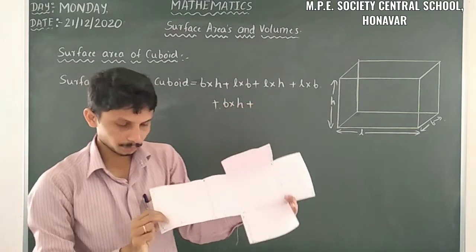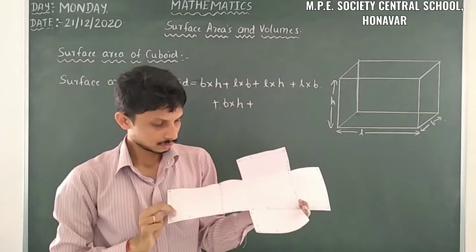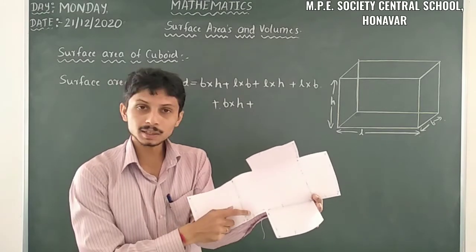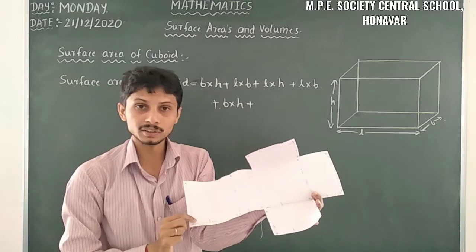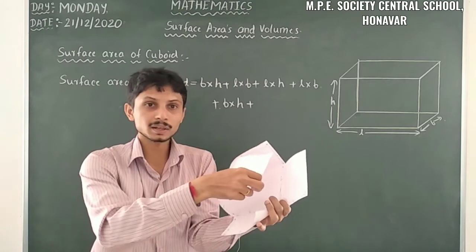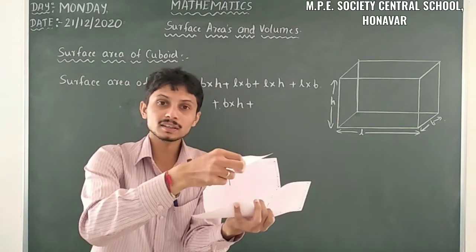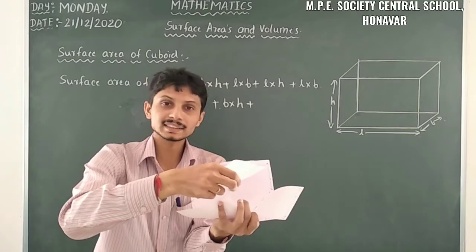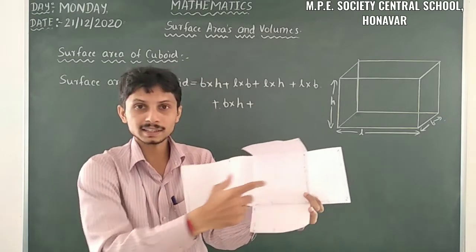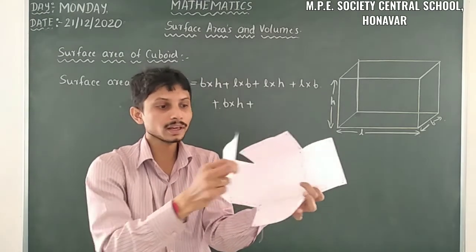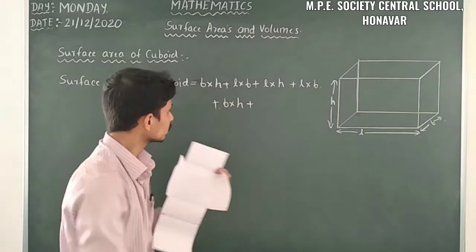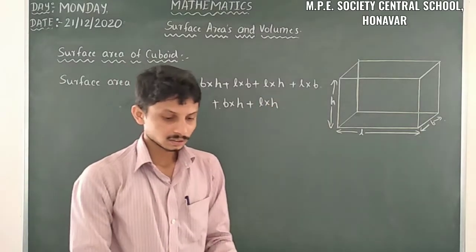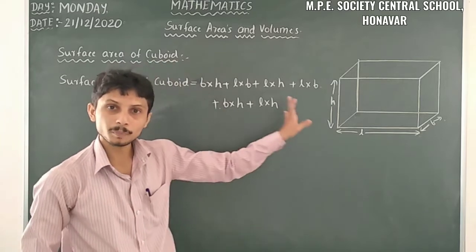Then we have L into H. Why is it L into H? Here we have B into H, and here it is L into H because it overlaps. When we complete this cuboid, it is exactly above this part. That's why it is L into H. So this is the sum of the areas of all the faces.